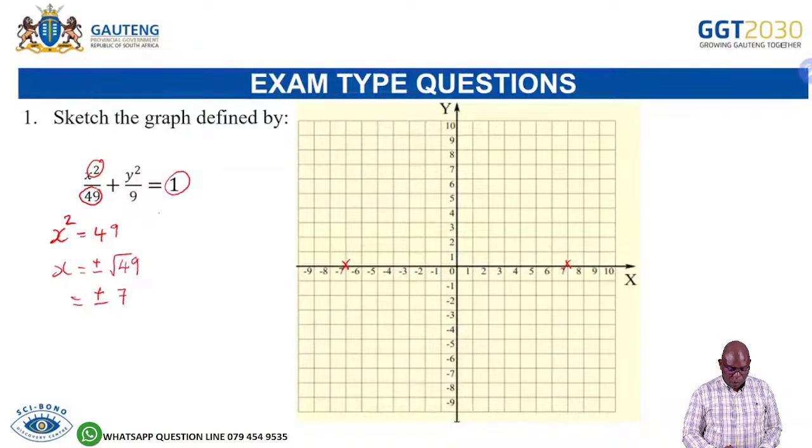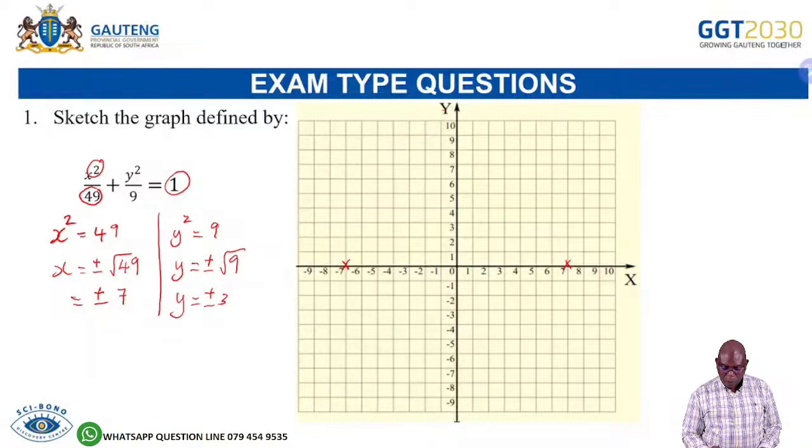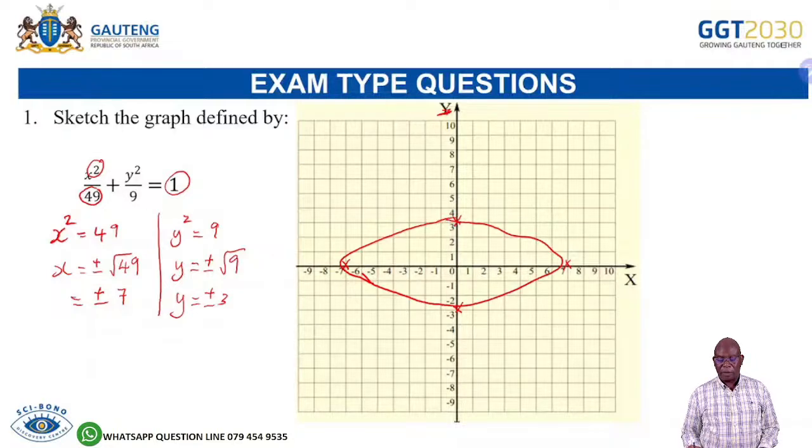Then you go to the y. You go y squared equals 9. Y equals plus minus the square root of 9. Y will be plus minus 3. So on the y, you go to plus 3, and the other one is minus 3. Then from there you just join these. Then you have your ellipse.